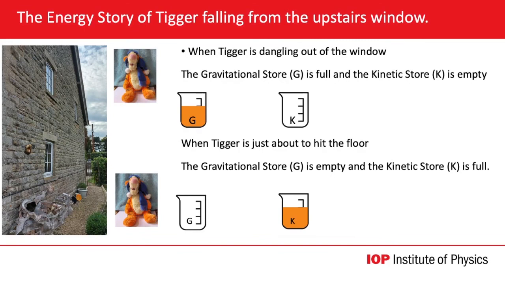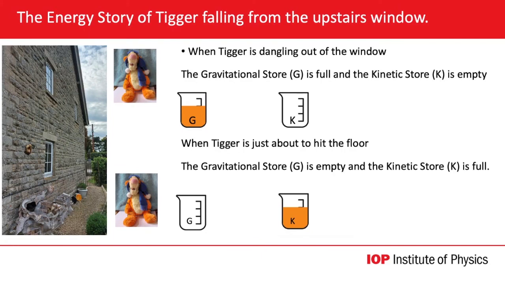Let's consider the energy story of Tigger being dropped from the upstairs window. Right, so I have Tigger here. When Tigger is held out of the window, it's an upstairs window, it's above the ground. So there is energy being stored in the gravitational store. The gravitational store I will consider to be full for Tigger.